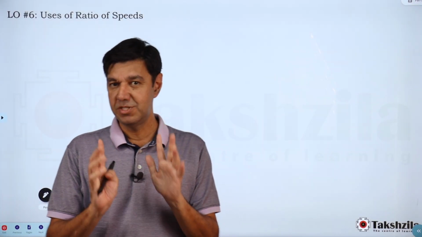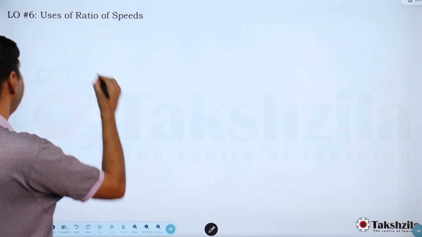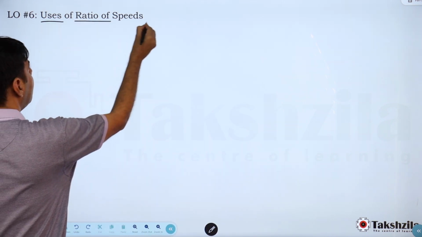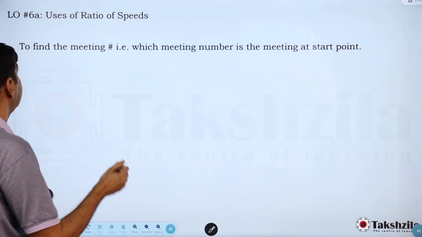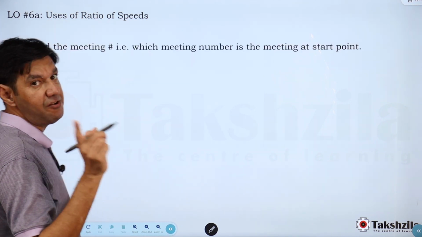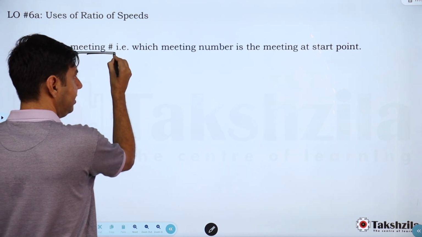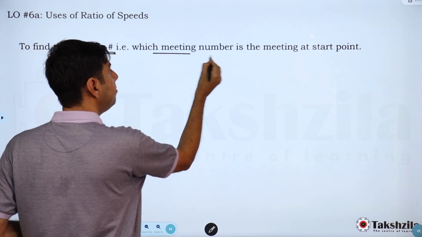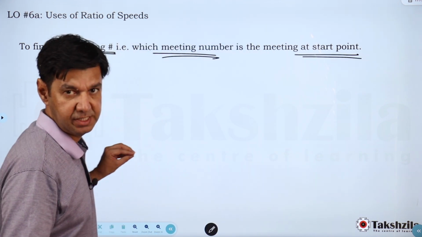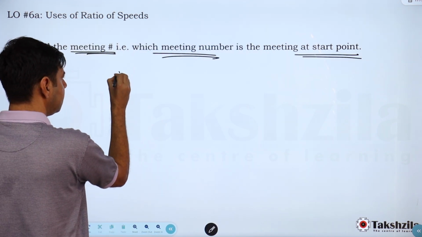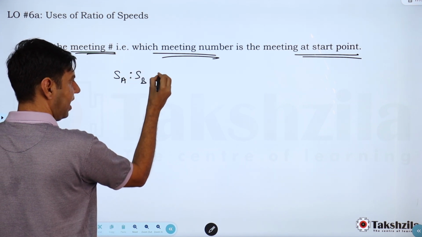Two more learning objectives remain, and these are tough ones, so please pay attention. The uses of the ratio of speeds, and there are two uses of it. The first use we have already found: to find the meeting number, that is, which meeting is the meeting at the start point. I'm not going to spend much time here because we have done this.